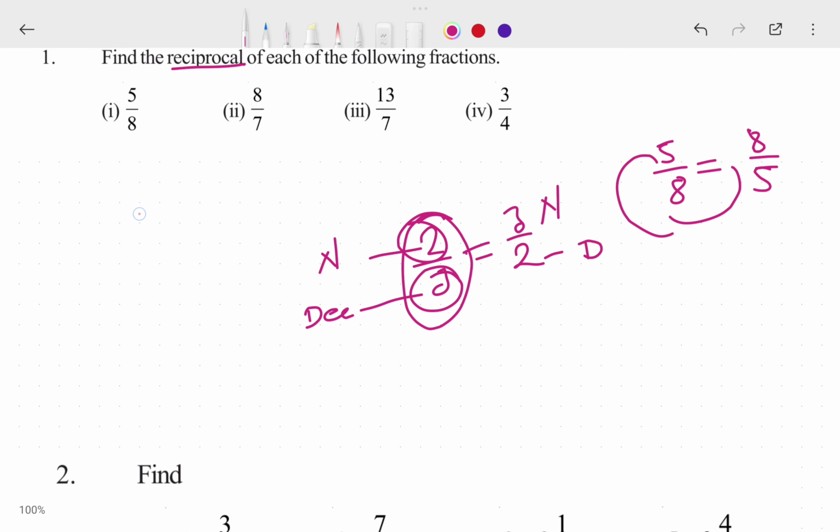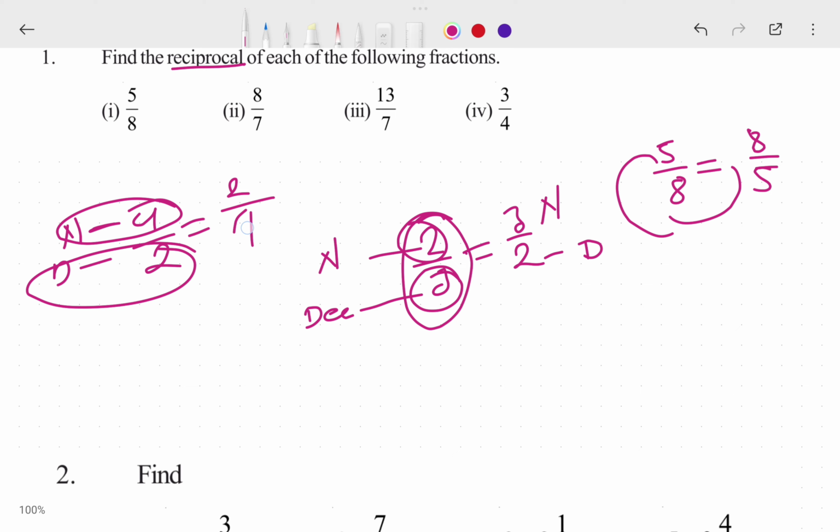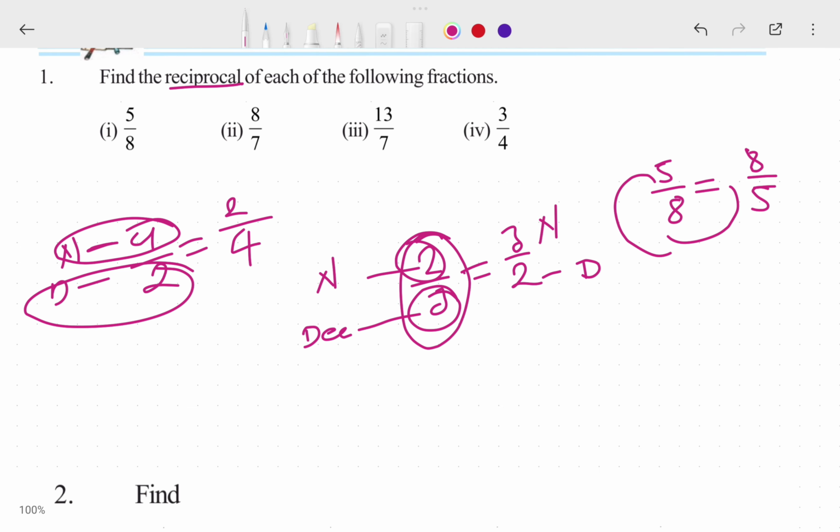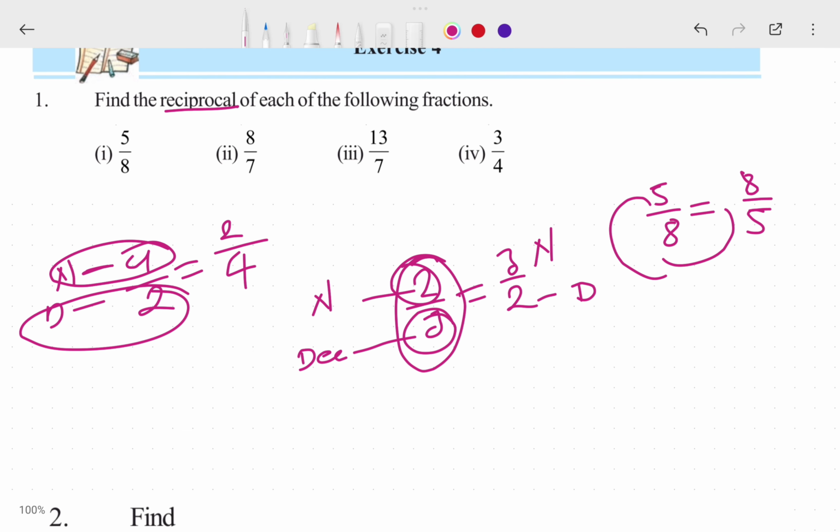If it is 4 by 2, this is the numerator, this is the denominator. In this, the denominator becomes the numerator and the numerator becomes the denominator. Simply, they exchange places. The first one goes downwards, and the second one goes upwards. If it is 2 by 6, it becomes 6 by 2. Whatever is on the upper side goes to the lower side, and whatever is down goes to the upper side. This is the reciprocal.